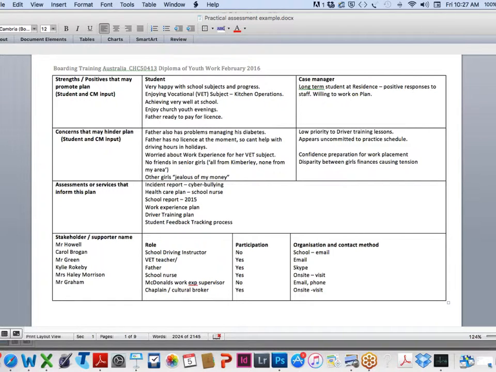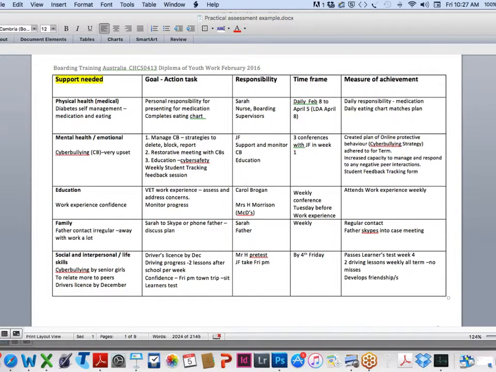The stakeholders, you can see that we're going to involve her driving instructor, but he's not available for meetings, so won't be able to participate there. And we talk about how we keep in contact with each of these stakeholders. So you can see that there's the chaplain, and he's also an Indigenous person, so he's going to be our cultural broker there. The school nurse, her father and her VET teacher. We've got everybody involved in this plan as much as possible.